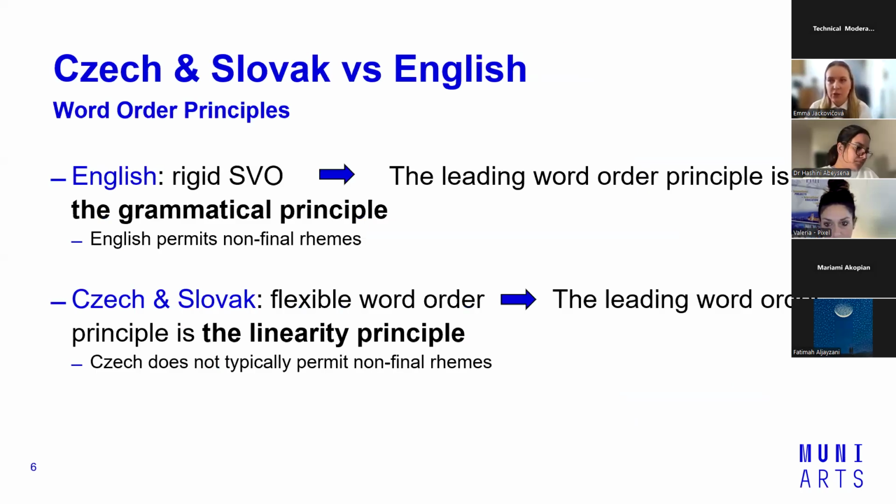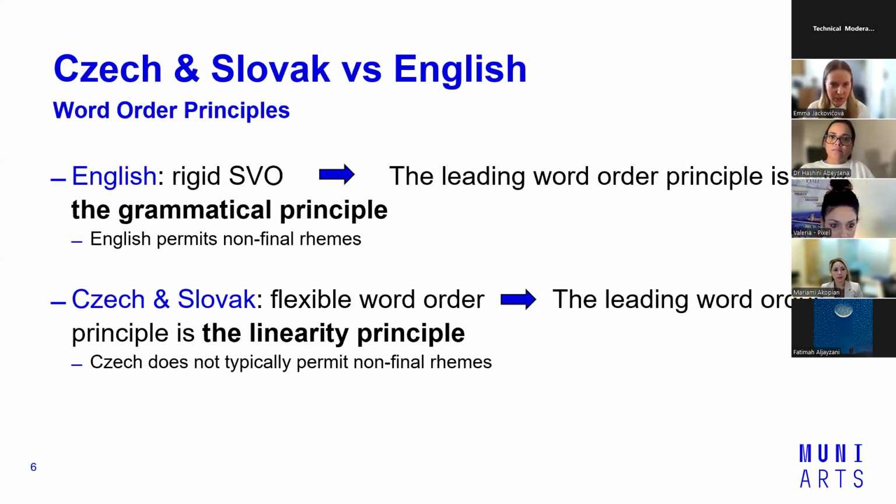Let's now talk about Czech and Slovak versus English word order. Before I talk about that, I need to note that Czech and Slovak are sister languages, and they are as close as two languages can get. So grammar, vocabulary, even pronunciation are very similar, which also means that a Slovak student can understand a Czech text perfectly, and vice versa, of course. So let's now talk about word order principles.